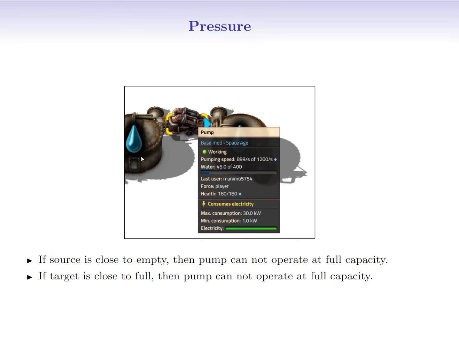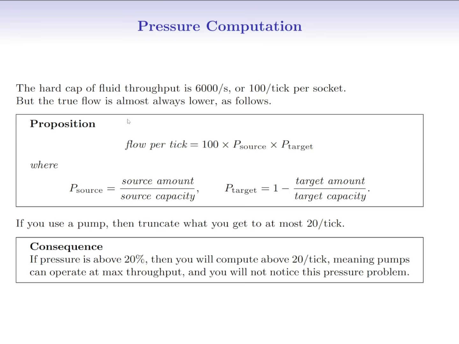So the thing is, if I have a tank that's nearly empty, or the output tank of this pump is nearly full, then this pump cannot pump at its full rate. It would pump at a lower ratio, and that's due to the pressure. Now here's the precise formula for how to calculate using pressure. The initial assumption is that the maximal speed of the throughput between two systems is 100 per tick. That's 6,000 per second, which is why you saw the number 6,000 earlier: 100 per tick per socket.